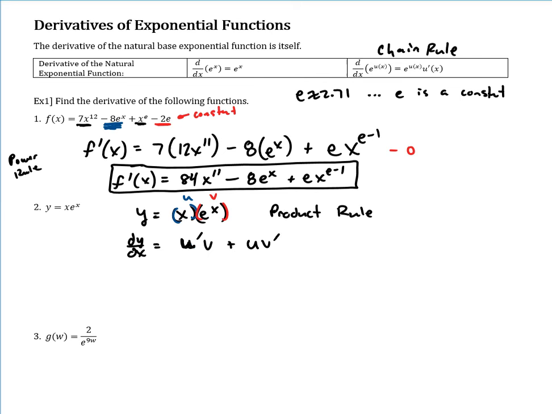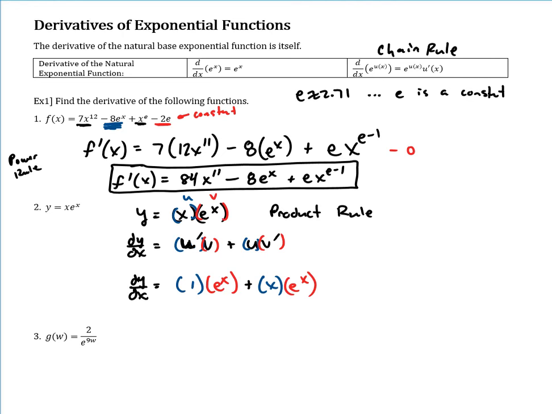So u prime v plus u v prime. And then now I can start to plug those in. So my u prime, well, if my u is x, my u prime would be 1. And then my v is just e to the x. And then we have plus u, which, looking back at it, is still just x. And then our v prime, well, the rule for this is that it's e to the x.